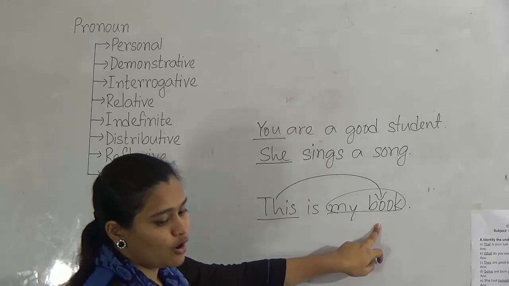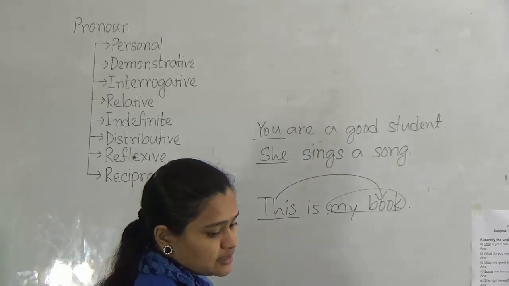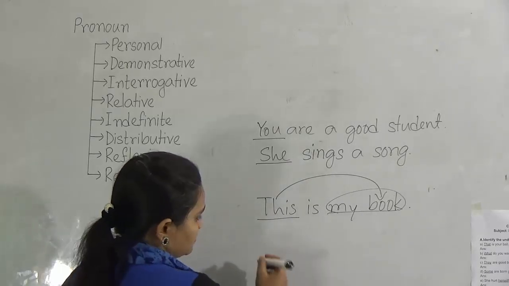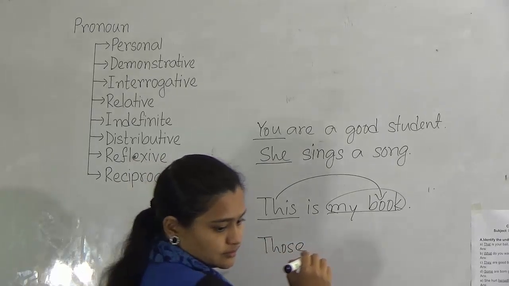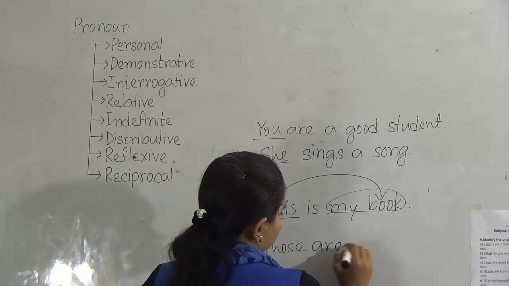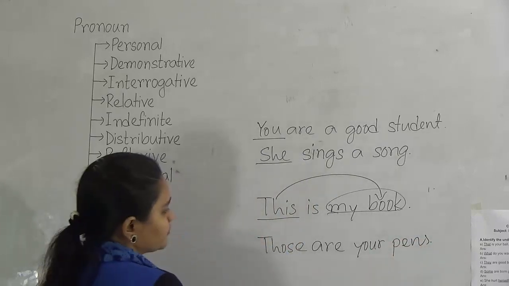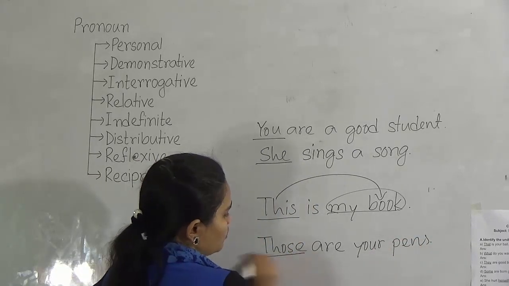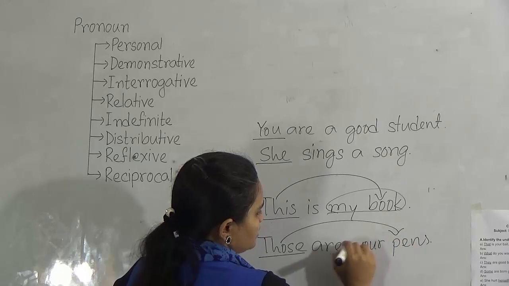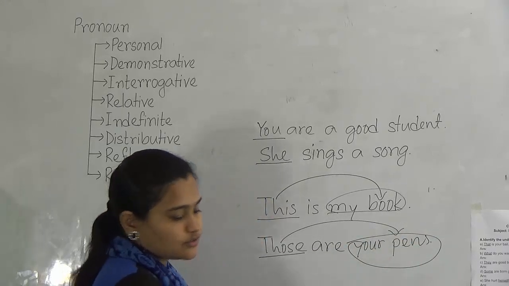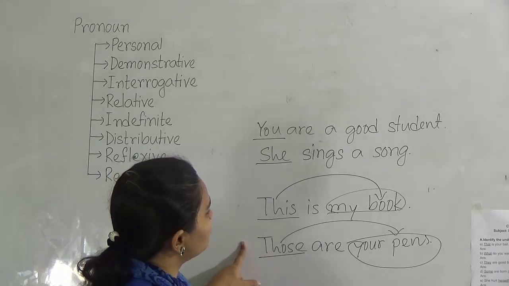That means if you want to point out people or things, you will use this, these, then that, those. You can also write here, those are your pens. Now look, those are your pens. The word those points out your pens, right? So those and these are called what? Demonstrative pronoun.